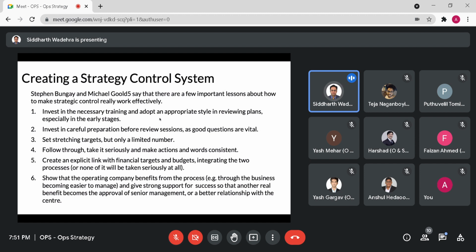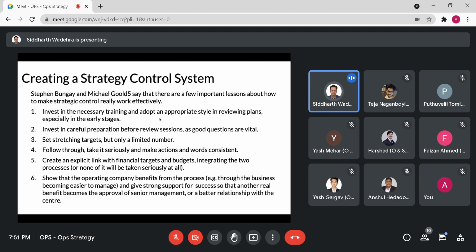And when you're looking at some of these metrics, they can be tweaked if they're in the early stage itself. Second, once you're looking at training and measurement, your second part is to invest in preparation before review sessions. Good questions are vital when you are actually reviewing some of these metrics. Set stretching targets, but only a limited number.